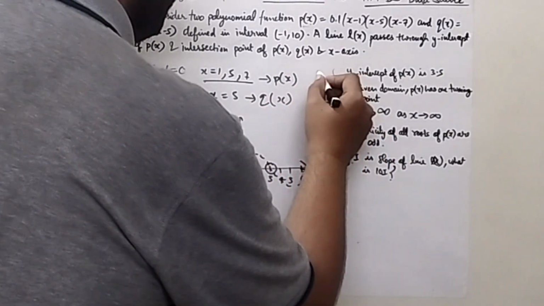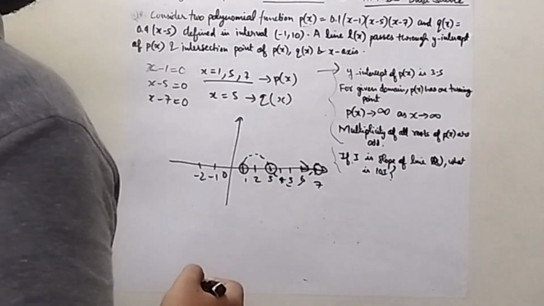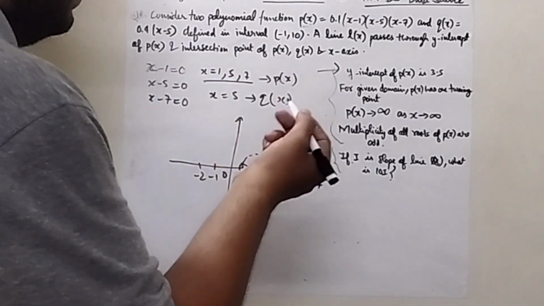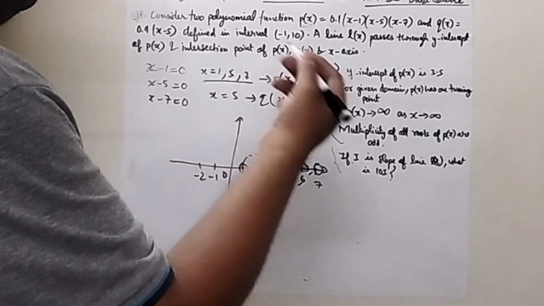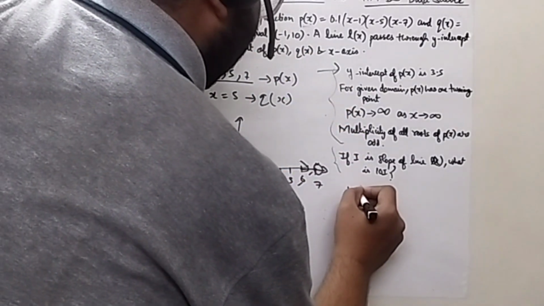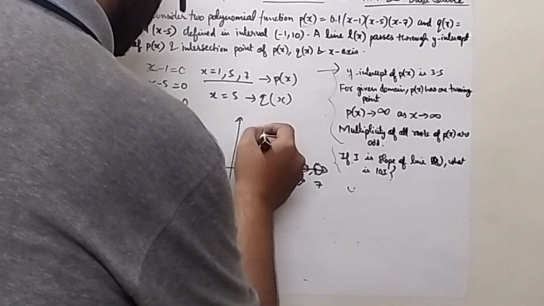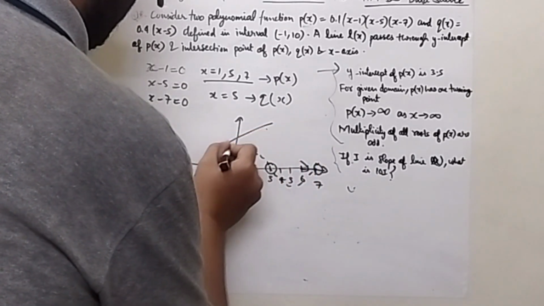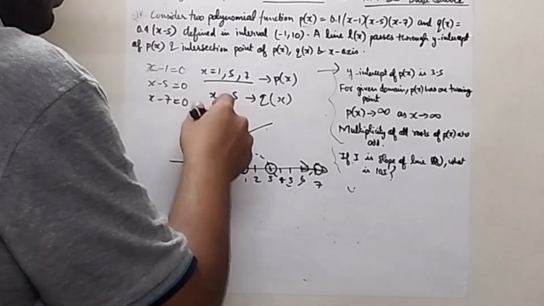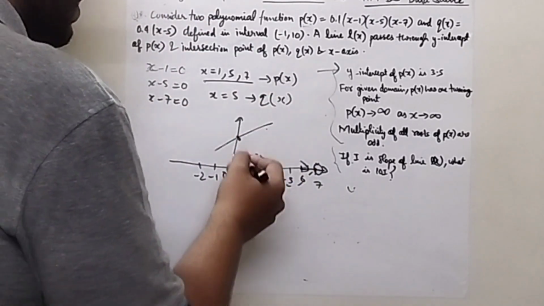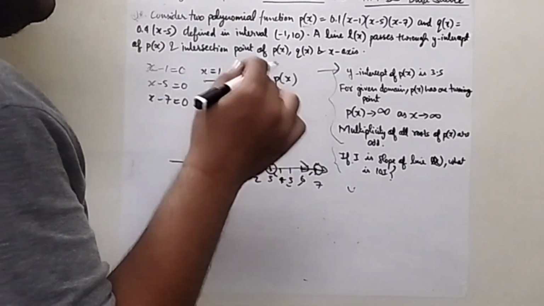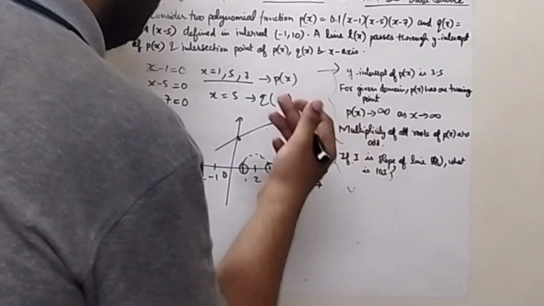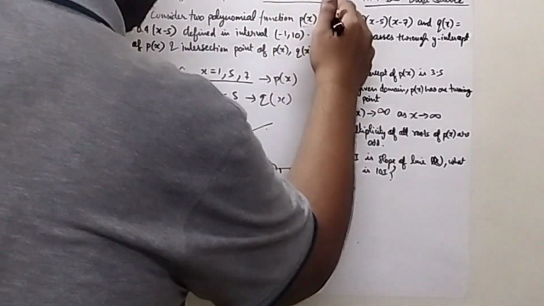So let's see the first part, the y-intercept of p of x. What do we mean by y-intercept? It is that point at which the value of x becomes 0. It is the point at which the graph will hit the y-axis. Since it is hitting the y-axis, the x coordinate value will become 0. So we just need to put x equal to 0 in this equation.